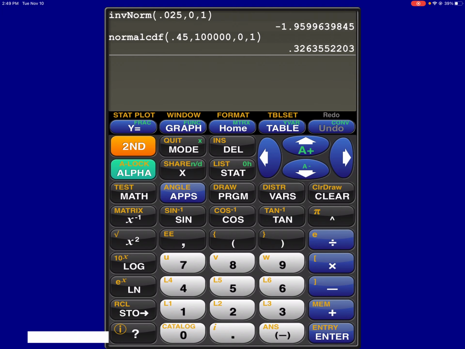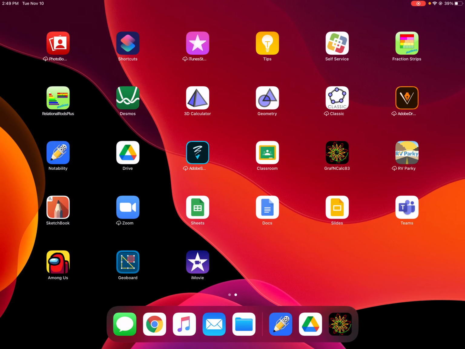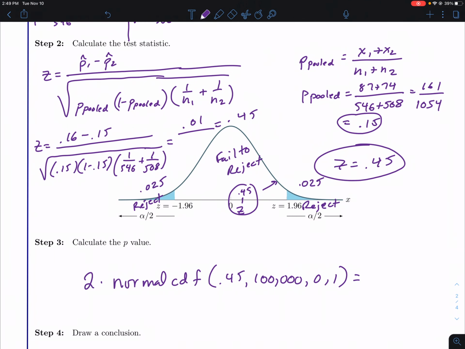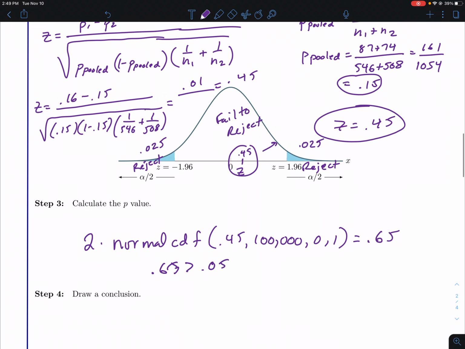So we get 0.32, but now remember this is a two-tailed test, so we need to actually multiply this answer by 2. If we multiply this by 2, we're getting a p-value of like 65%, which isn't good at all. So 2 times this gives me 0.65. In this case, 0.65 is clearly greater than 0.05, so that supports our fail to reject. So that means we've got it 2 different ways, so we must have done this right.